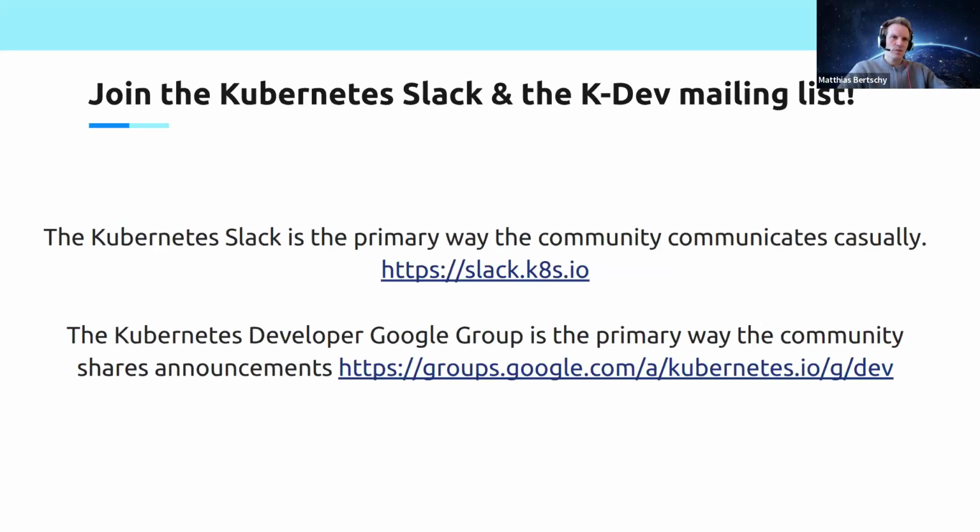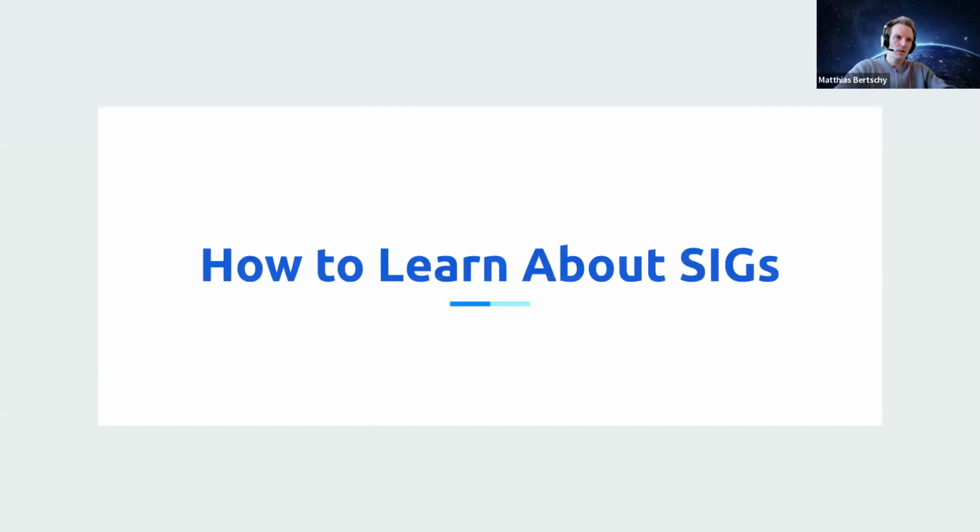So to stay up to date with what's going on in the community, you will want to join the Slack and the Kubernetes developer Google groups. These are the two tools that are the primary way for the community to do asynchronous work and to make announcements. So now let's explore how you can learn about the different SIGs so that you can find the one that is relevant for you.